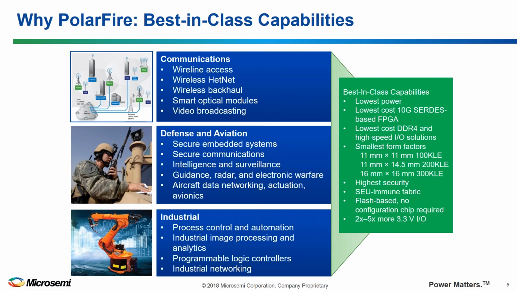PolarFire offers you the lowest power, the lowest cost 10 gig SerDes-based FPGA, low cost DDR4 and high speed IO solutions. The smallest form factors, we have packages that are 11 by 11, 11 by 14 and a half, and 16 by 16. We have an SEU immune FPGA fabric, meaning that our interconnect is not disturbed by any type of particles, that sort of thing.